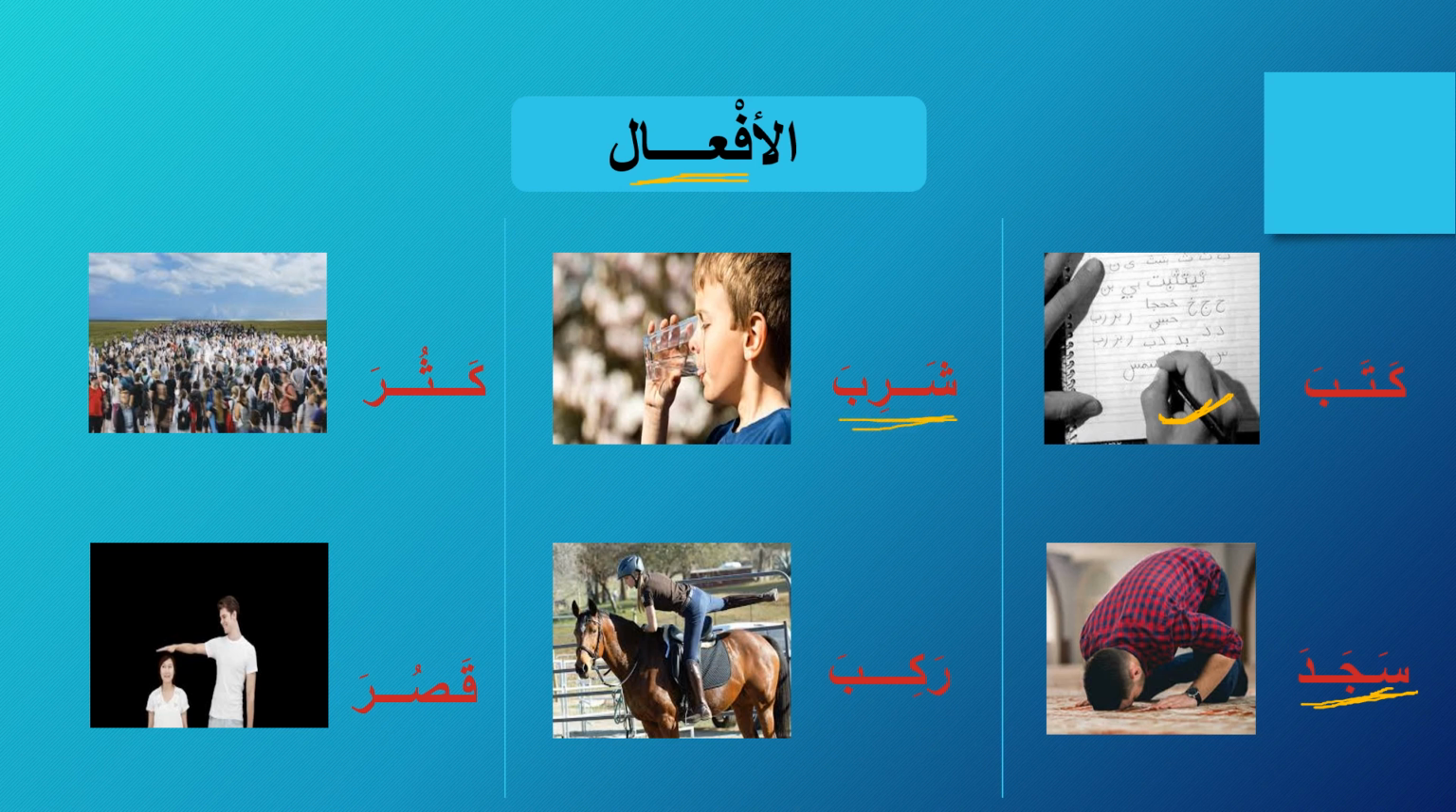He drank. So rakiba, he climbed. You can see he's climbing. So kasura, to be plenty. Kasura, or kasura sukanul bilad, there are many. So to be many. So kasura, to be short. You can see it's an action word, to be short. You can see this person is short. So they are verbs. They are action words.